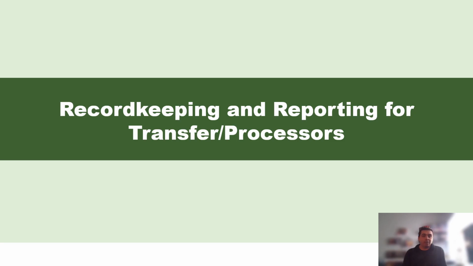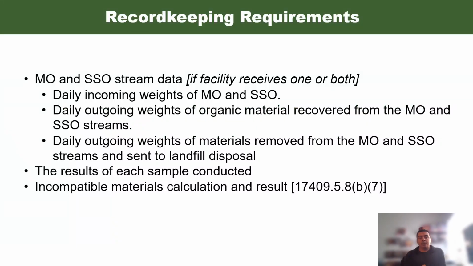With that, we'll move on to our next section, where we'll discuss record keeping and reporting requirements for transfer processors. SB 1383 added several new record keeping and reporting requirements to the existing regulations. Transfer processors now are required to track additional data that has to do with some of those new waste streams, as well as those measurements being conducted. And if a facility is receiving both an MO and an SSO stream, you're going to want to see records for both.